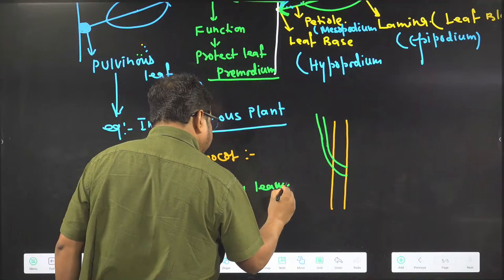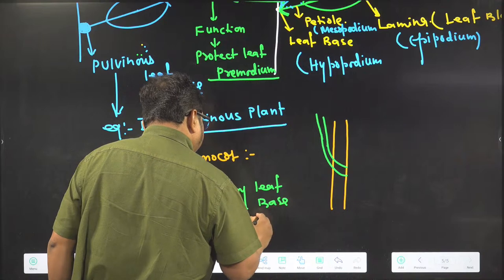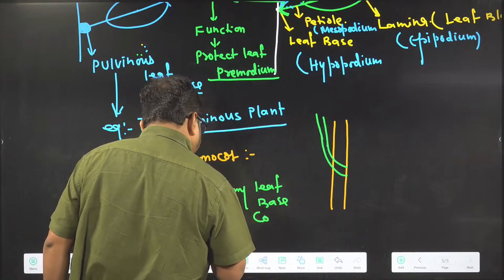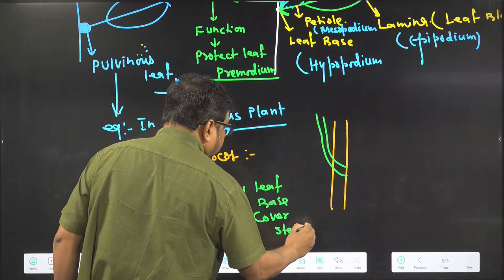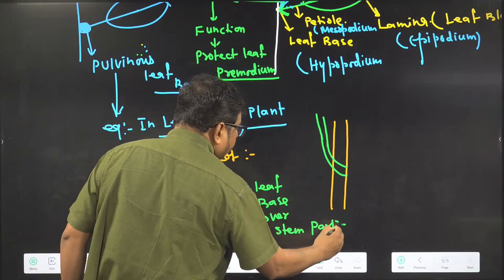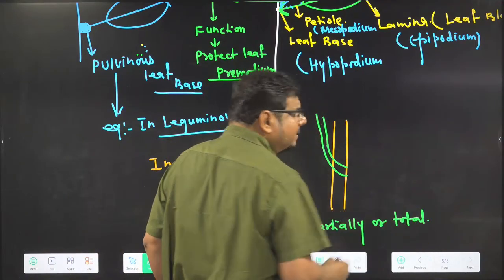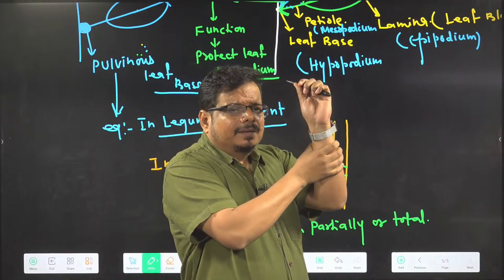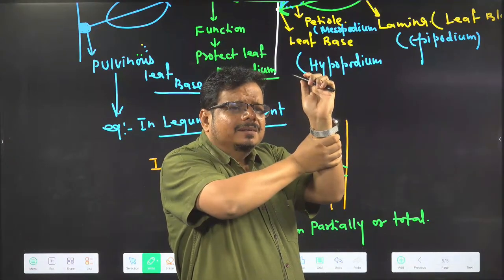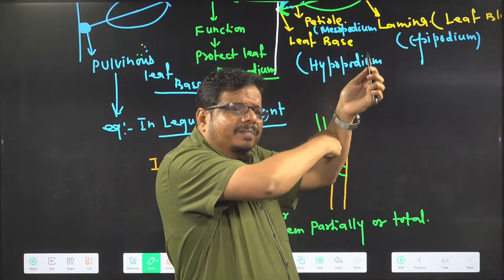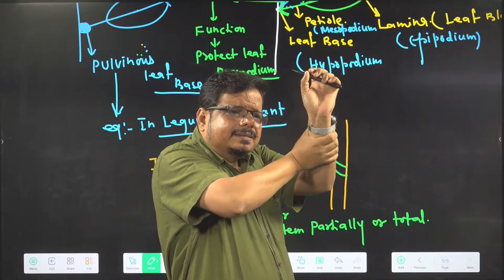Sheathing leaf base is there. It covers a stem partially or totally. You have seen the leaf base in grasses. They are covering the stem like this. You have seen the leaf base in banana. They are not attaching like this. It is attaching like in pulvinus, covering the stem like this.